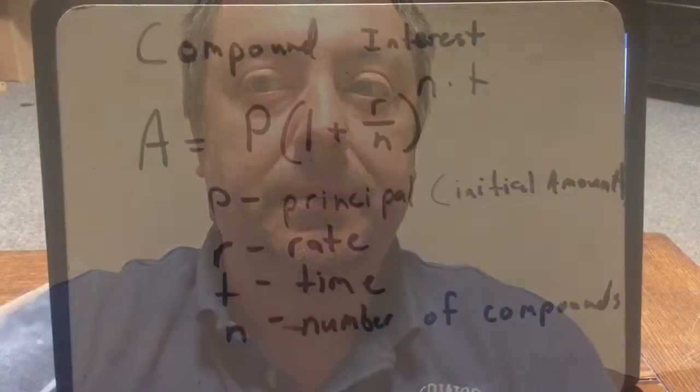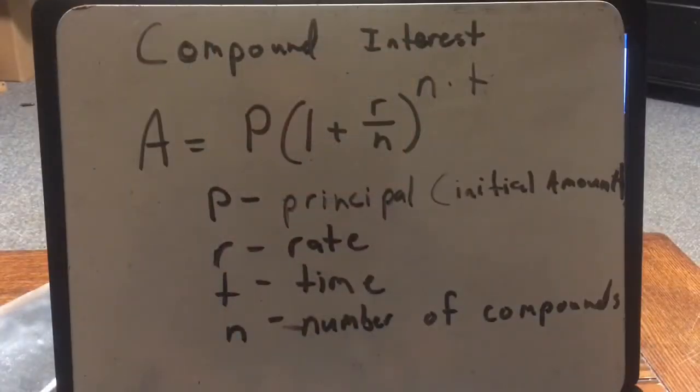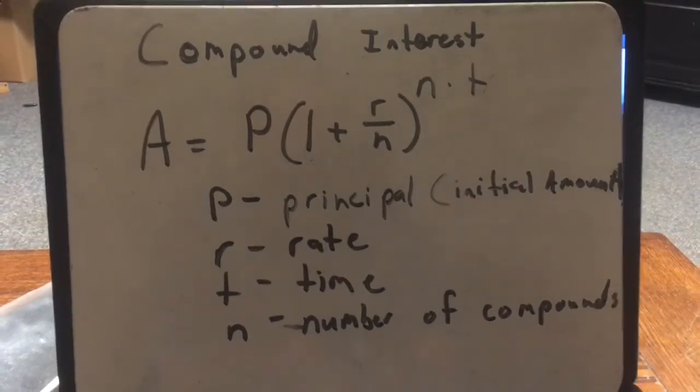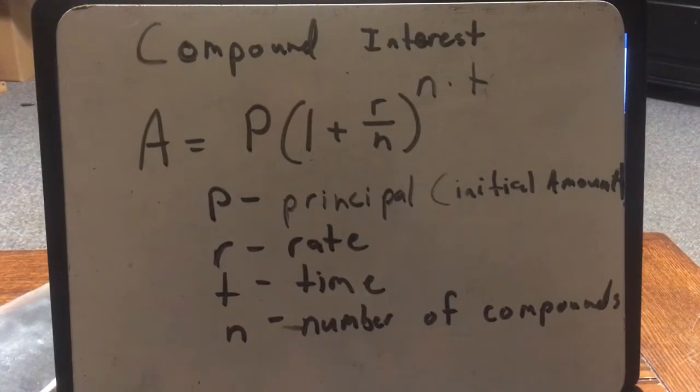Let's take a look. So here we have the formula for compound interest. And it looks kind of weird, but let's go through it just slowly. P. In finances, our initial amount is called the principal. That's what we're depositing in the bank. You start a savings account with $100, the $100 is your principal.